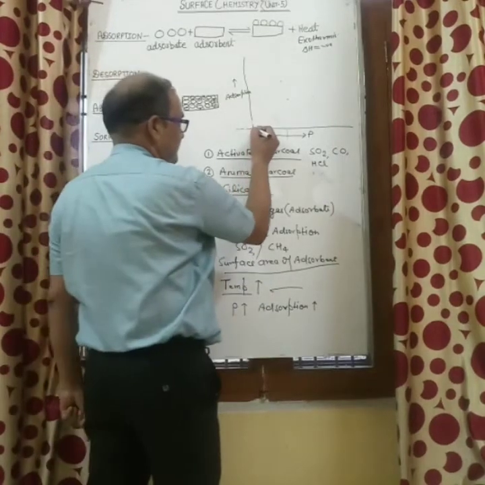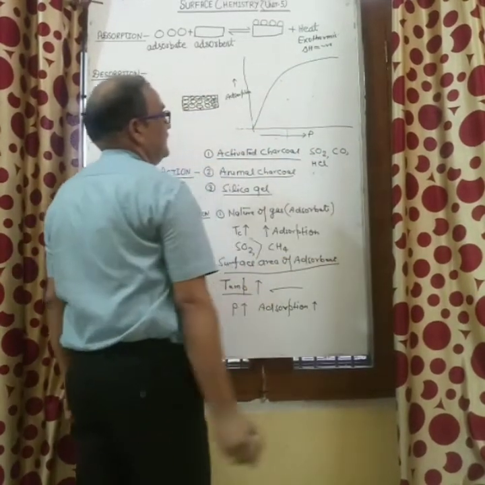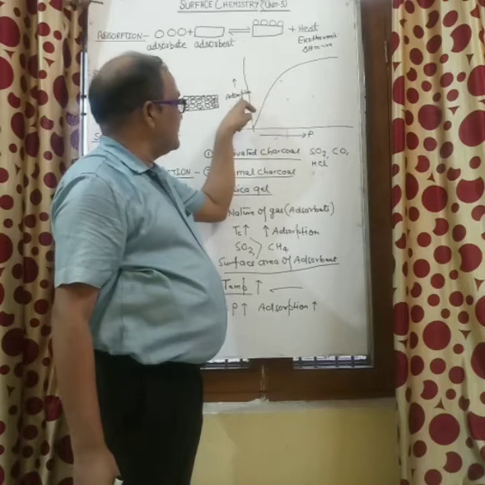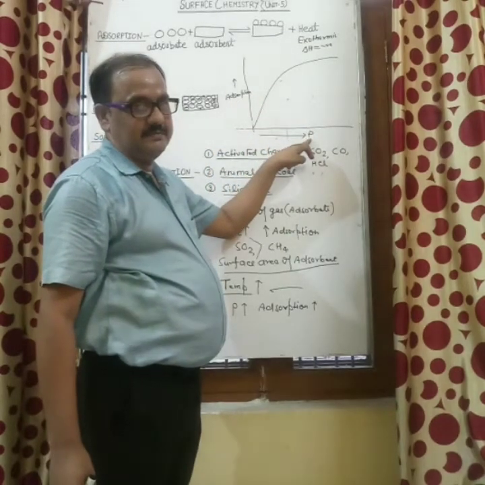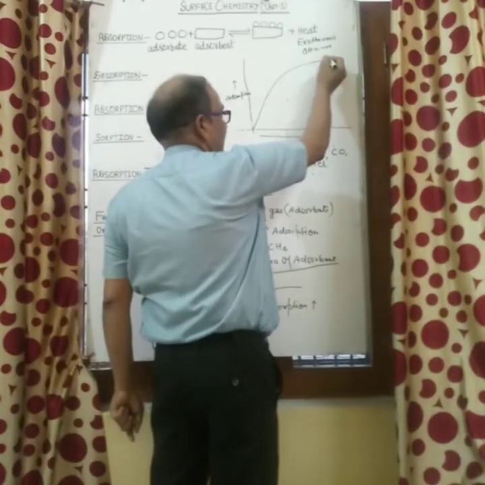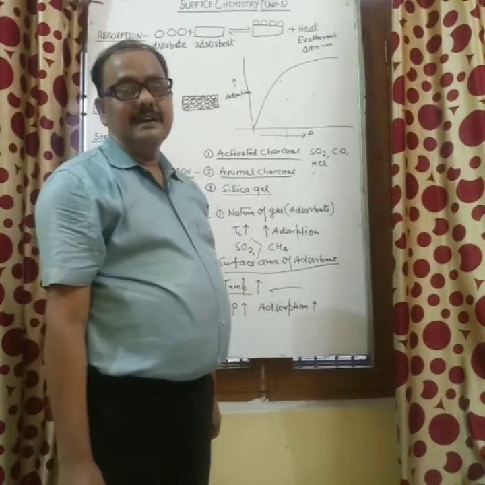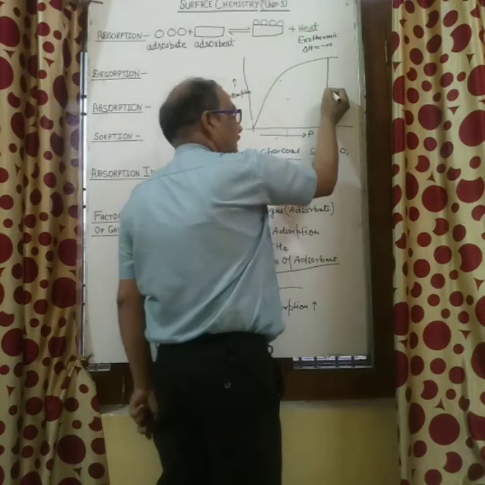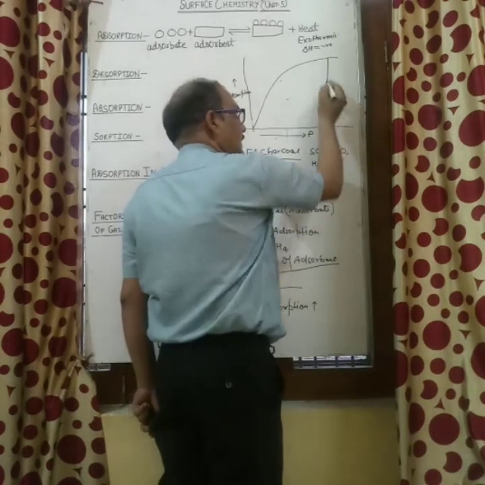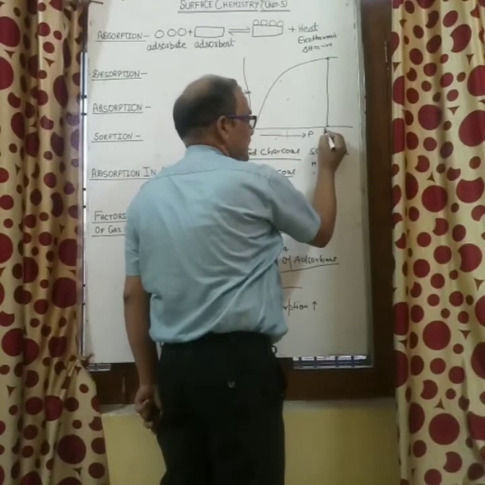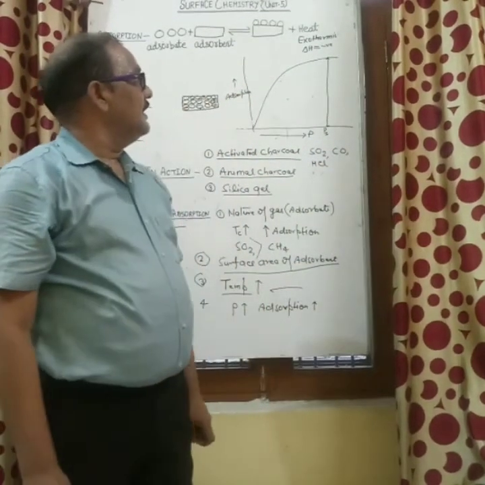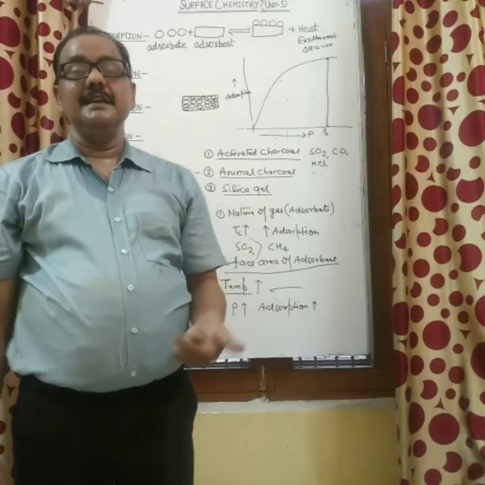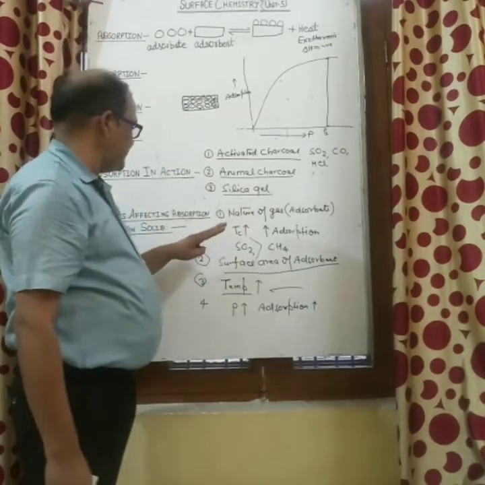Okay, and the graph is like this. It means up to a certain pressure, the adsorption is directly proportional to the pressure, and then the adsorption decreases on increasing the pressure, and finally it approaches the saturation pressure, means the rate of adsorption and the rate of desorption both are same. So these are the factors.